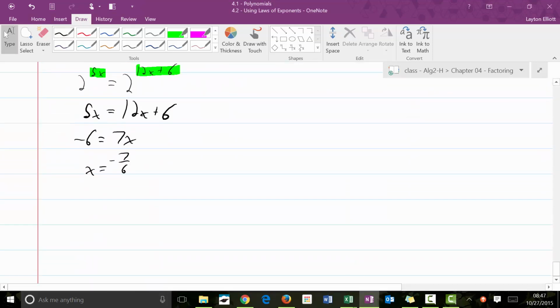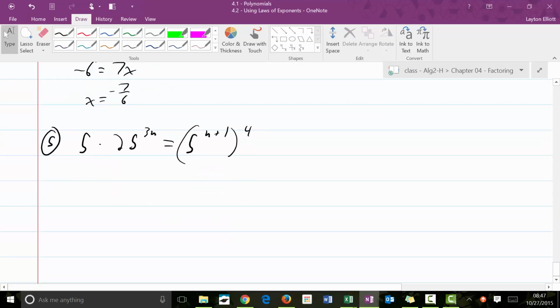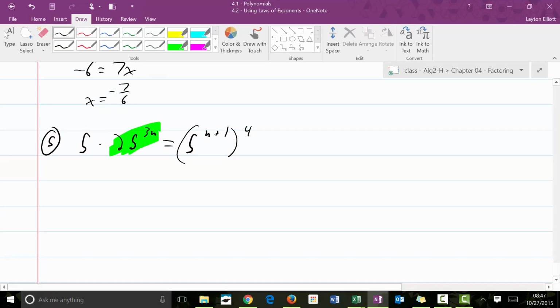Here's another application of this. I can do something like 5 times 25 to the 3n equals 5 to the n plus 1 raised to the 4th power. The trick here has to do with simplifying the left side. We're going to want to simplify both sides, but if I simplify the left side, I cannot multiply 5 times 25, because that's not 25. It's 25 raised to the 3n. What I can do is express 25 as 5 to the 2nd power. That's the trick. Everything else follows the rules. I can, on the right side, make that 5 to the 4n plus 4.